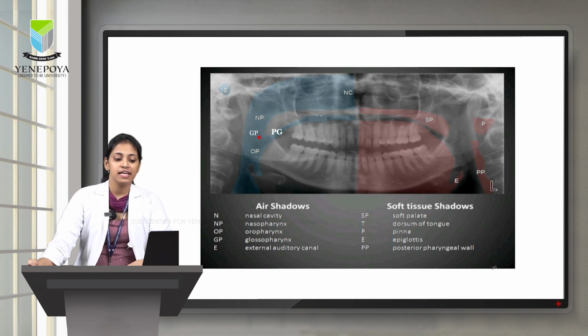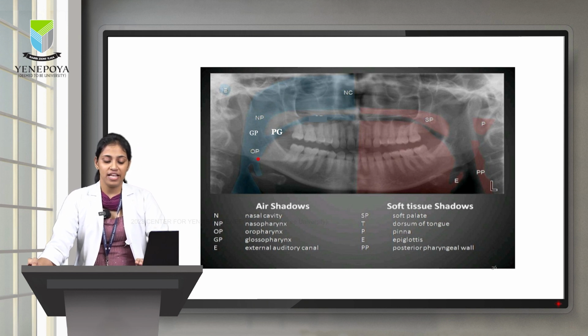Glossopharyngeal air space is a portion of pharynx that is located posterior to the tongue. On a panoramic radiograph, it is seen as a vertical band of radiolucency which is superimposing over the ramus of the mandible, and it is continuous with the nasopharyngeal air space, below which we have the oropharyngeal air space.